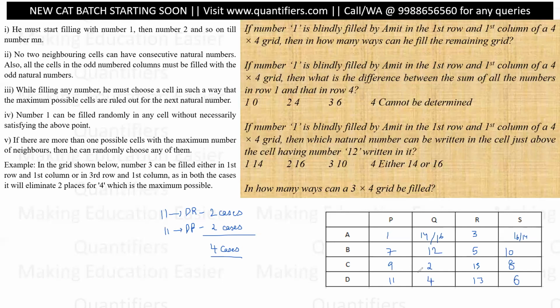Is that clear, everyone? I hope it is clear, everyone. All right. Now, I don't think there is any other possibility. So let us move to the questions. What is the first question? How many ways are there? Answer is 4. If number 1 is this, what is the difference between the sum of all the numbers of row A and row D? I have to find the difference of row A minus row D.